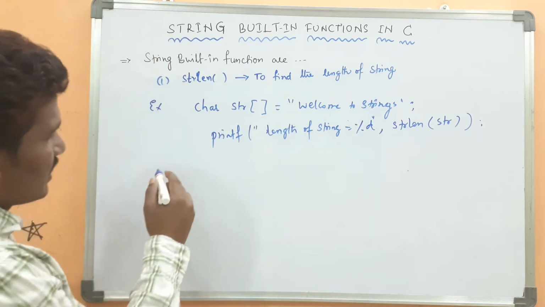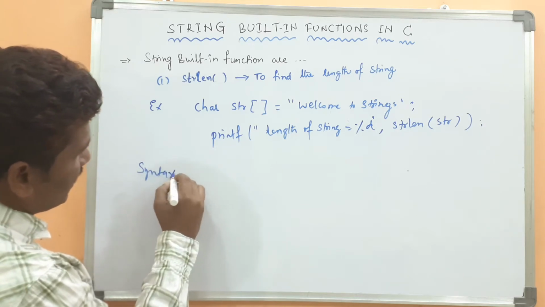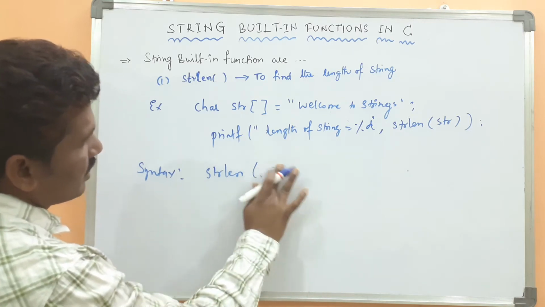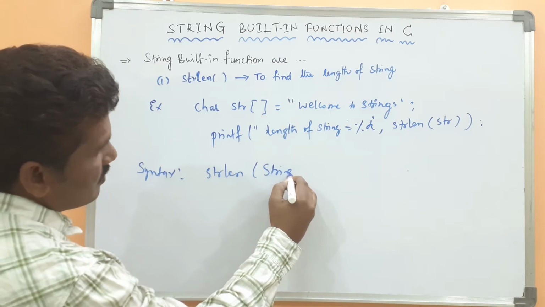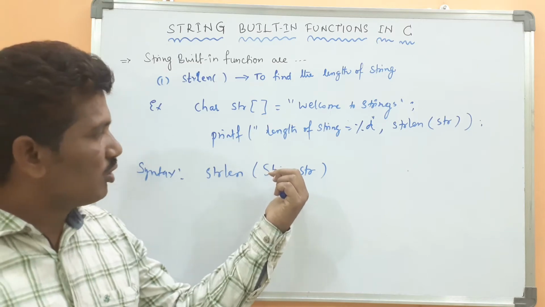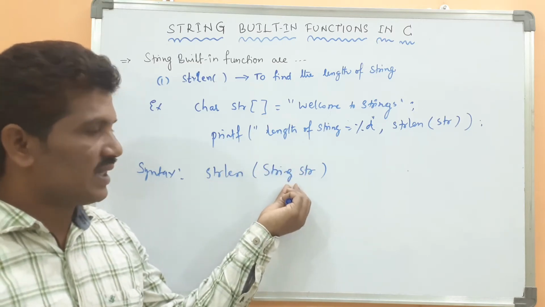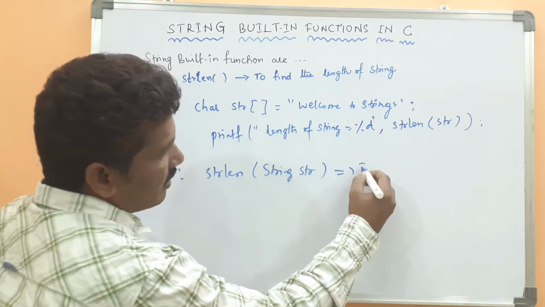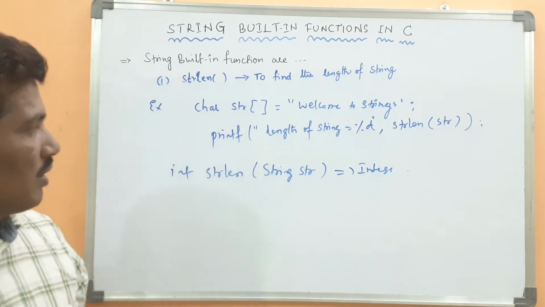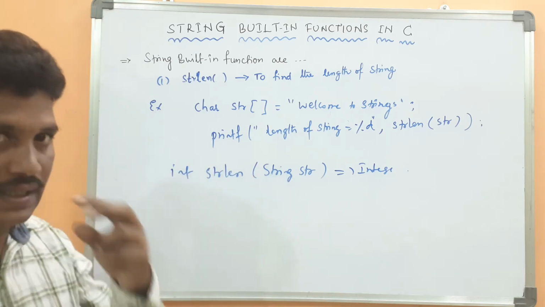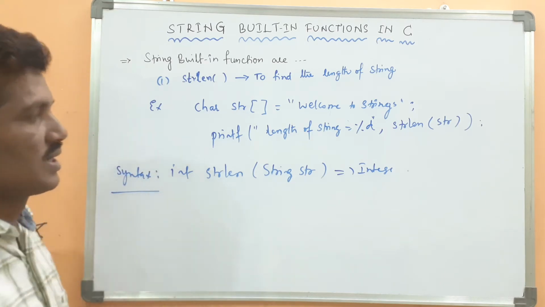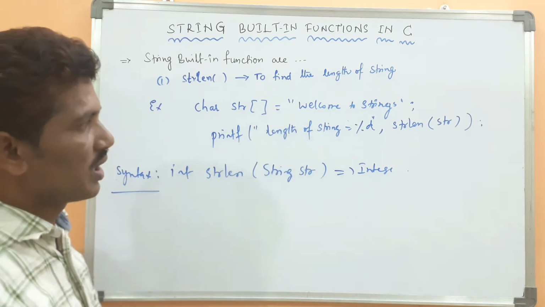What is the syntax for the string length? First of all, I want to tell you the syntax. The string length function: int n, sorry to say, it takes a string as the argument. You should provide the string, and it returns an integer. What function are you using that returns the integer value? It is the actual original syntax of the string length function. As per that syntax, I wrote the program.